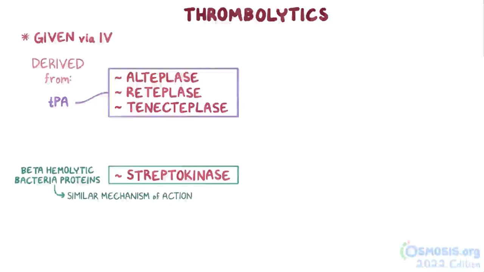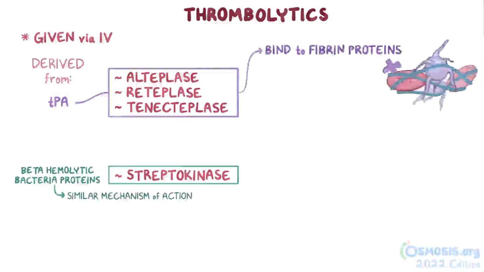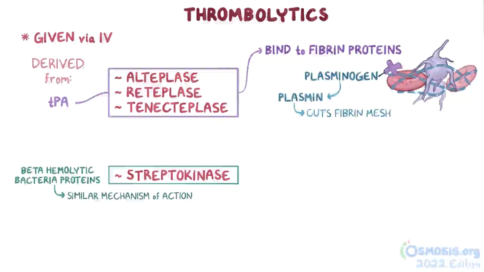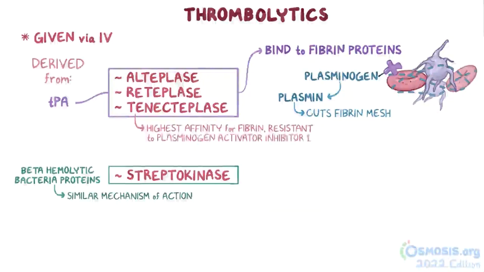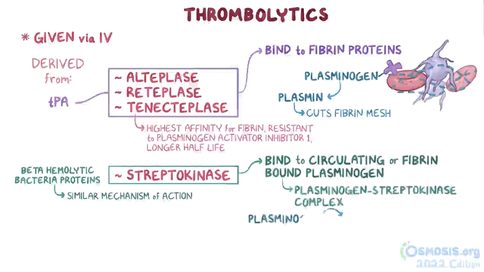Alteplase, reteplase, and tenecteplase work by binding directly to fibrin proteins on the clot. Next, they bind to nearby fibrin-bound plasminogen, converting it to plasmin, which then cuts up the fibrin mesh. Of these medications, tenecteplase has the highest affinity for fibrin, is resistant to plasminogen activator inhibitor 1, and has a longer half-life. In contrast, streptokinase works by binding to either circulating or fibrin-bound plasminogen. This creates a plasminogen-streptokinase complex that converts other plasminogen to plasmin, which then degrades the fibrin mesh.